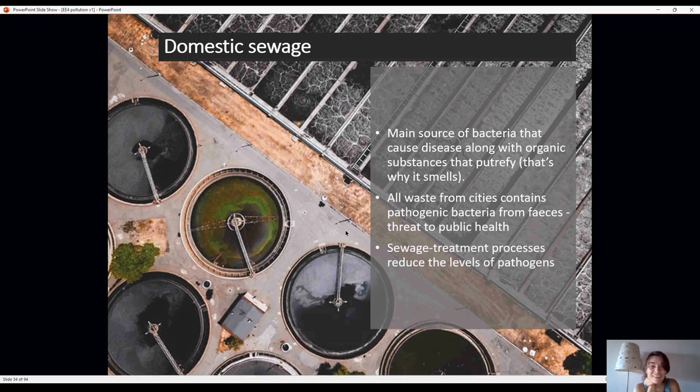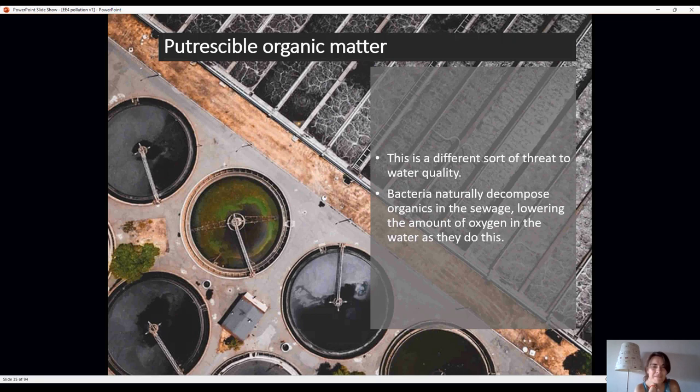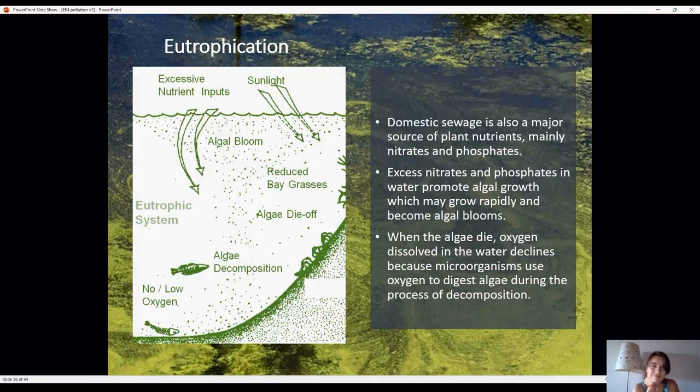And this sort of gives you an idea of, well, it's a medium-sized city, but a medium-sized city is still a lot of people. And so the plants that work with sewage definitely have their work cut out to deal with this. Okay.